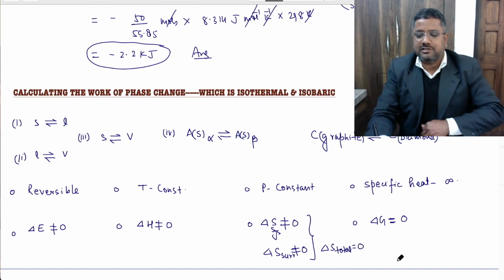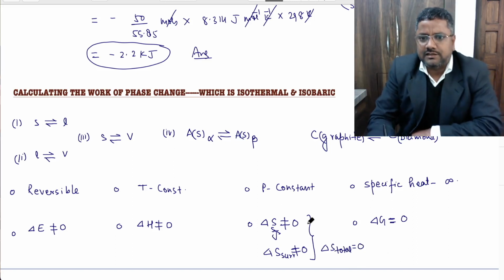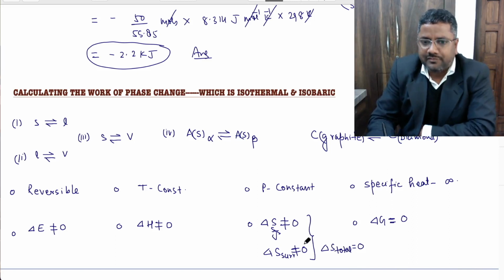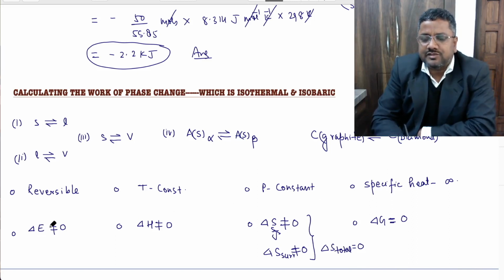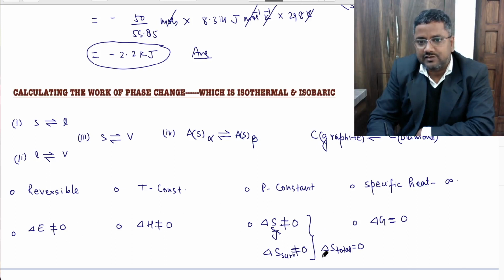Delta S total is equal to 0. Here I am giving you the fact that internal energy is a function of the system. This tells about only the system. H tells about only the system, but delta S is always defined with respect to system and surrounding simultaneously. So delta S total is 0, but delta S system and delta S surrounding are not equal to 0. Be careful. And delta G is again a function of the system only.